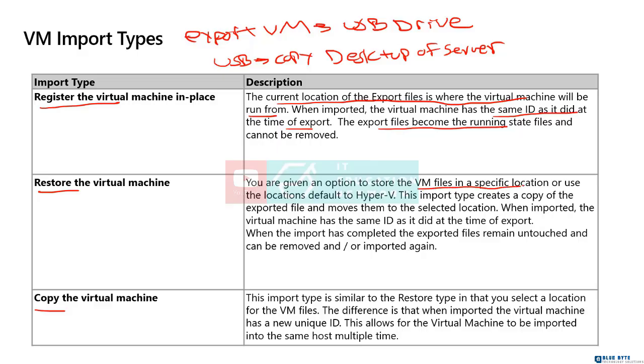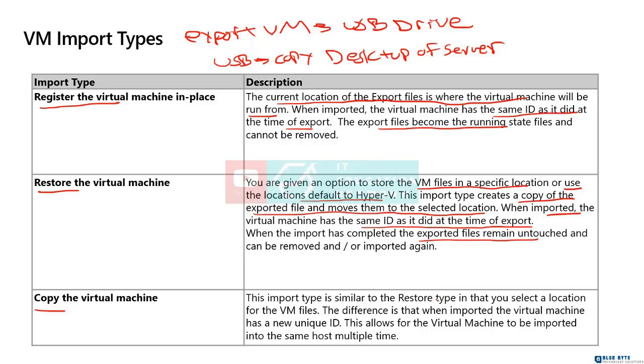If we look at the restore, you're given this option to store the VM files in a specific location or use the default location, the Hyper-V. This creates a copy of the exported files and moves them to the selected location. The imported virtual machine will have the same ID as the VM you exported. When the import is completed, the exported files remain untouched.